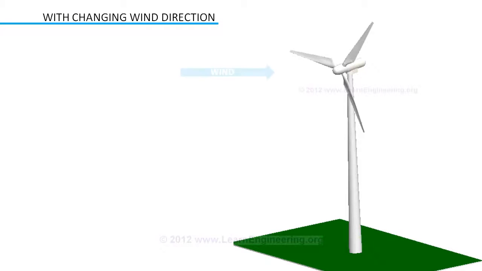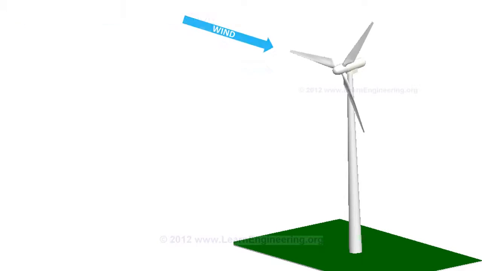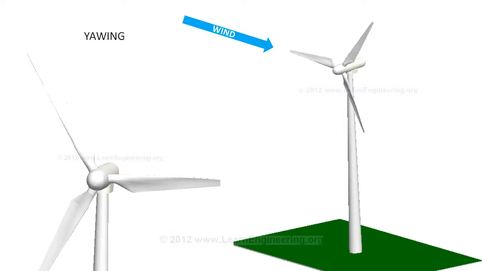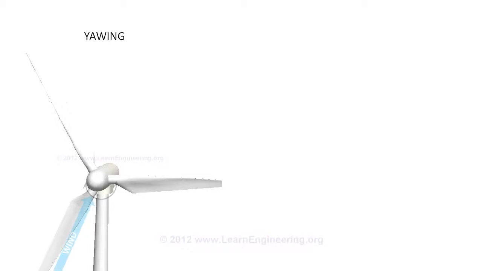The direction of wind can change at any time. So a yawing mechanism in the turbine makes sure that the turbine is always in the direction of wind, thus assuring maximum power extraction.